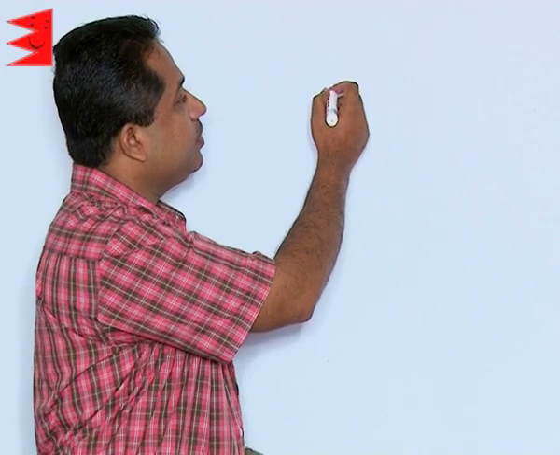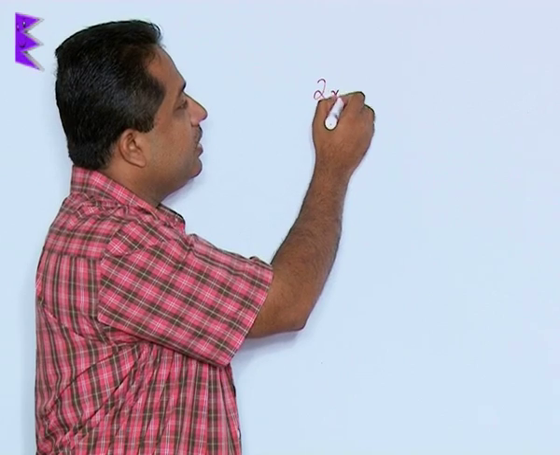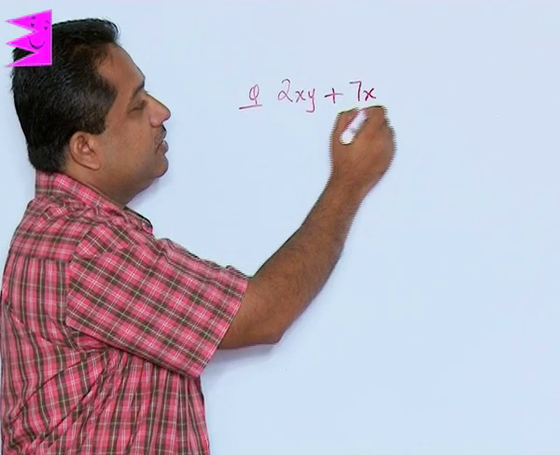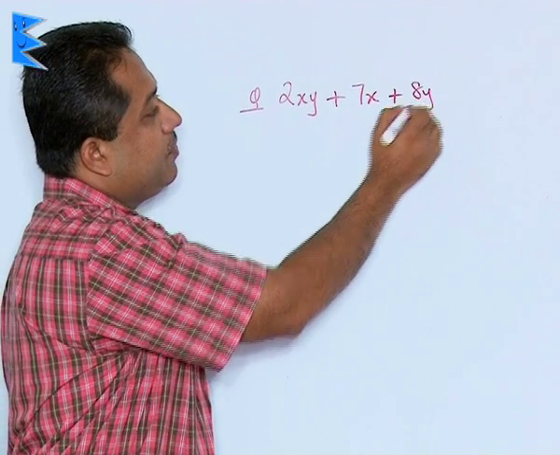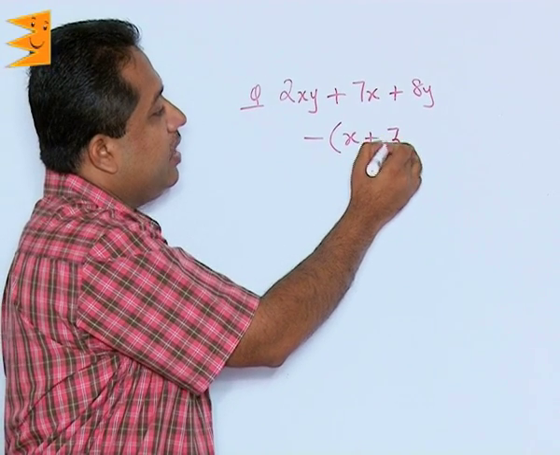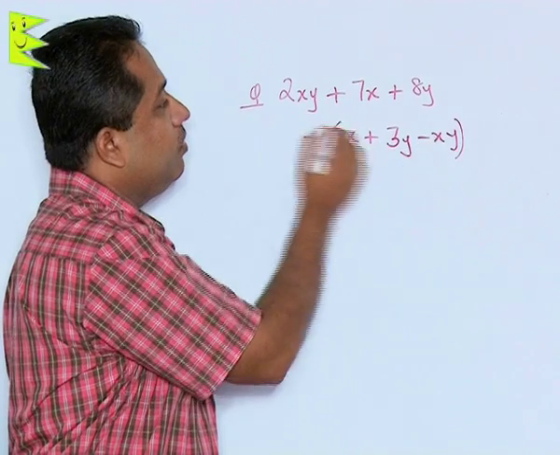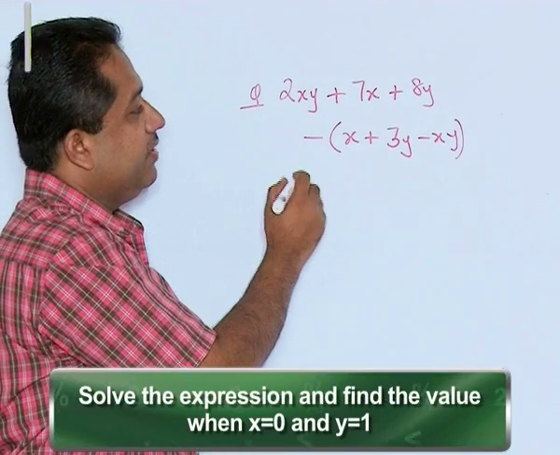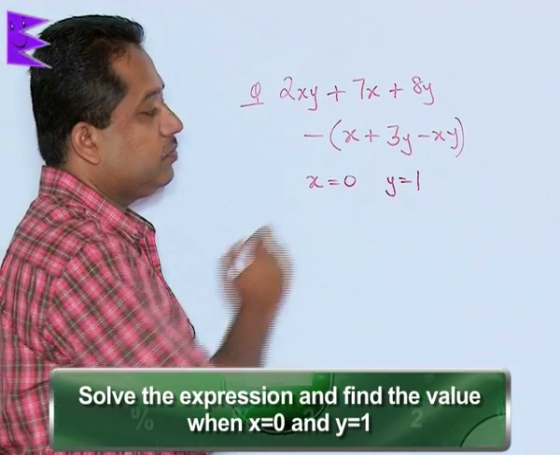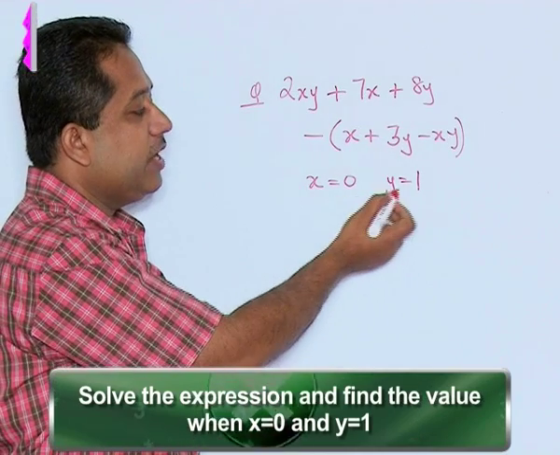Let us see some more examples where we have to simplify the algebraic expression given and then find the value at particular values given as per the question. So here we have, let's say, 2xy plus 7x plus 8y minus of x plus 3y minus xy. First solve this, and secondly find the value when x is 0 and y is 1. The value of x is given 0 and the value of y is 1.